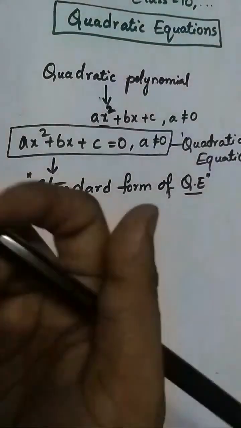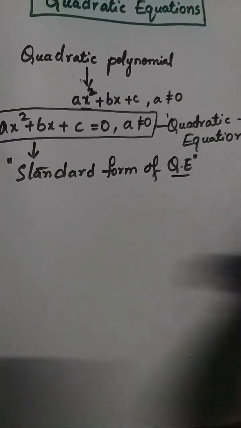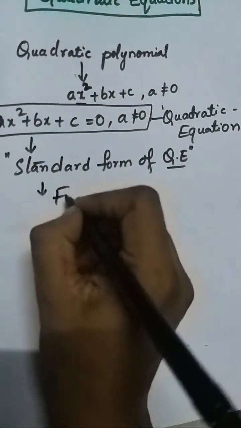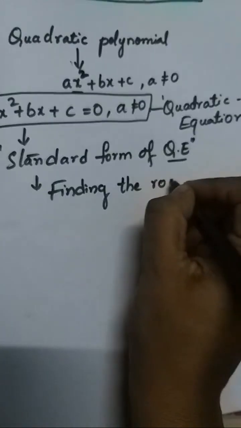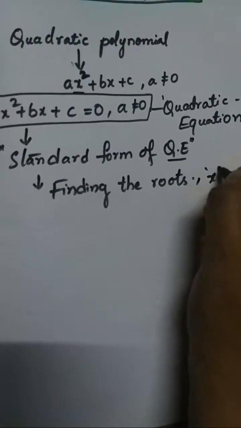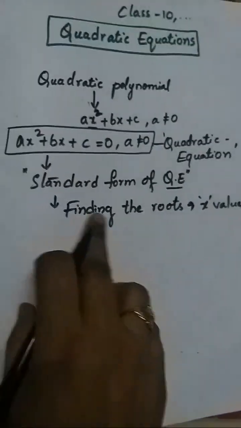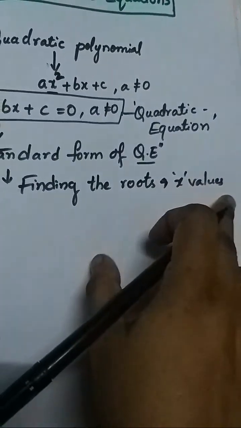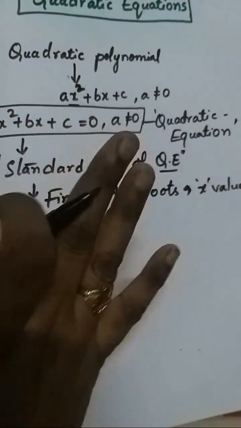Whether the given equation is a quadratic equation or not, we have to check. And we have to find the roots of this quadratic equation. Finding the roots means finding the x values. Otherwise we can say that we have to find the x values from this equation. This is said to be a quadratic equation.